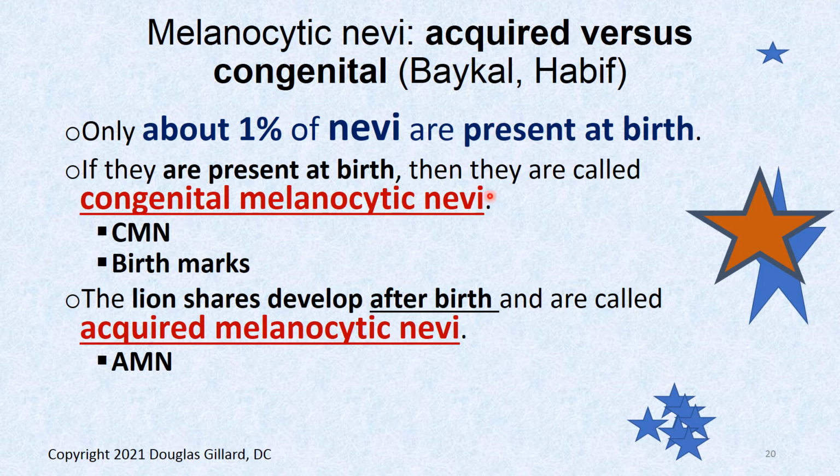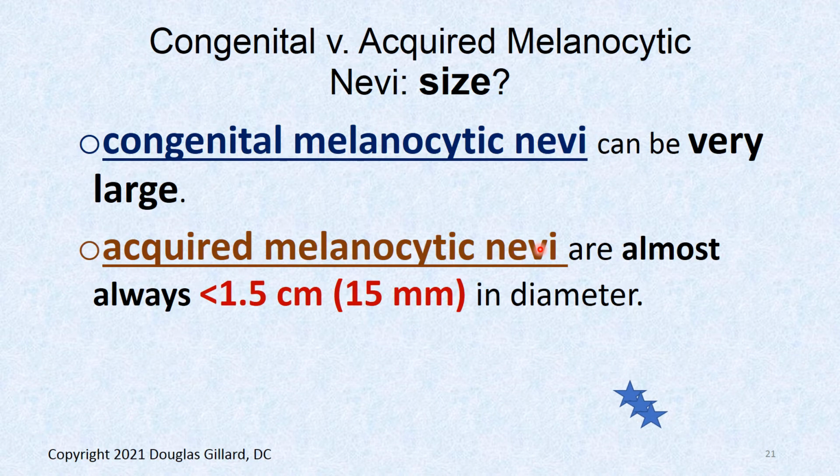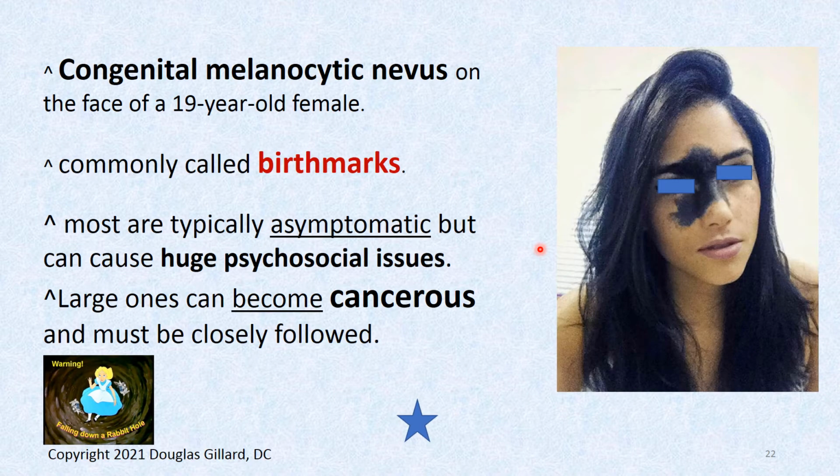These are called birthmarks. When you're born with them, they're called birthmarks. But they're just nevi. They're just moles. But you're born with them. But they're a little more worrisome, as we'll see. So congenital melanocytic nevi can get really large. Acquired melanocytic nevi are never usually bigger than 1.5 centimeters, about the biggest they'll ever get. Congenital melanocytic nevi look like this. I mean, that's why they call it a birthmark. Now, my granddaughter's is a tiny little beauty mark, she calls it.